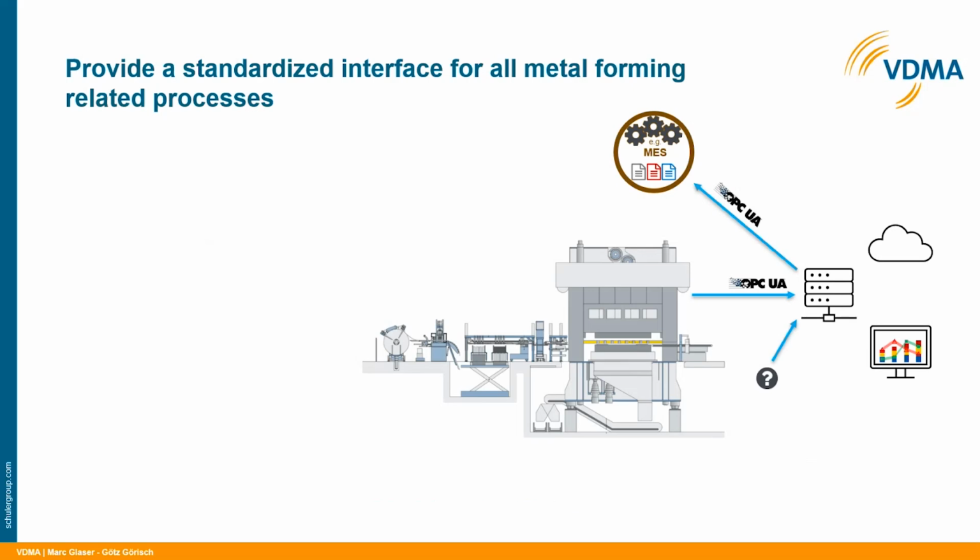Now I'm switching over to the task again, that we want to provide a standardized interface for all our metal forming related processes. Basically, the information flow is that we have our press machine, which is in the middle of the picture. On the left, we have our front of line, our in feed. On the right, our end of line or out feed. But basically, the press itself has a kind of programmable logic controller with an OPC UA server that communicates with an OPC UA client or an MES server, for example, or which communicates directly with the cloud or the front end.